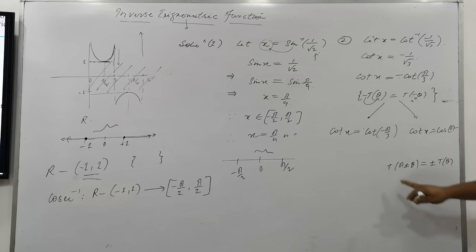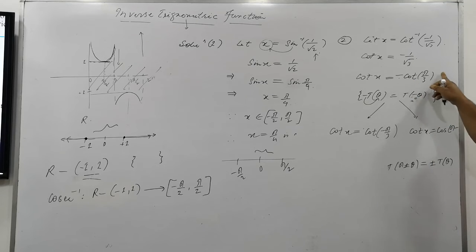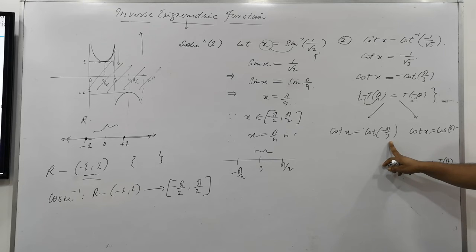Do you remember? A multiple of pi will give you itself, the same function. So this will be taken in place of minus cot pi by 3. It will be decided on the value coming: if the value coming belongs to the range of the inverse function, then this will be taken. But in the examination, you will not do both. You will do it once only.